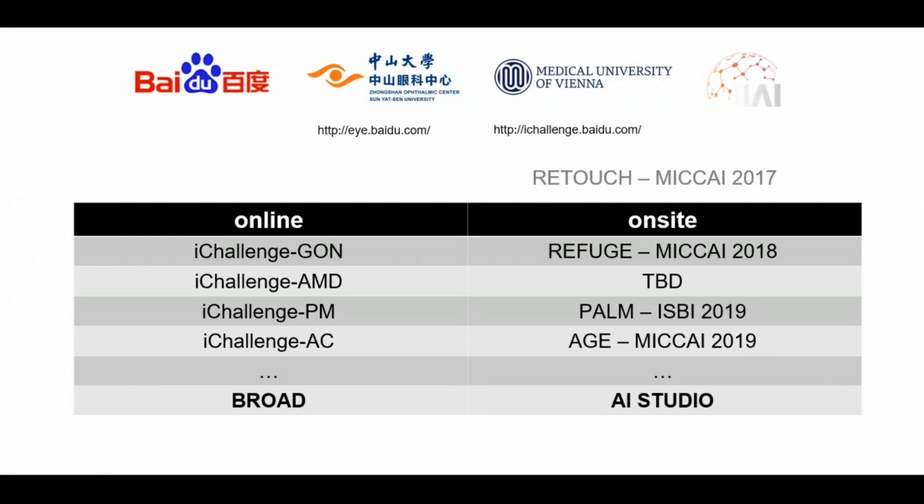Now we have organized 4 challenges. The first one is on glaucoma. The second one is on macular degeneration. And the third one is on pathological myopia. And this one is on anterior segment OCT, which means the OCT imaging of the front part of the eye, and we also organize on-site challenges.